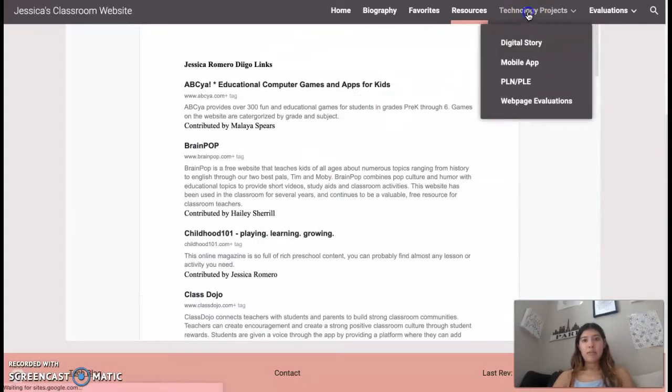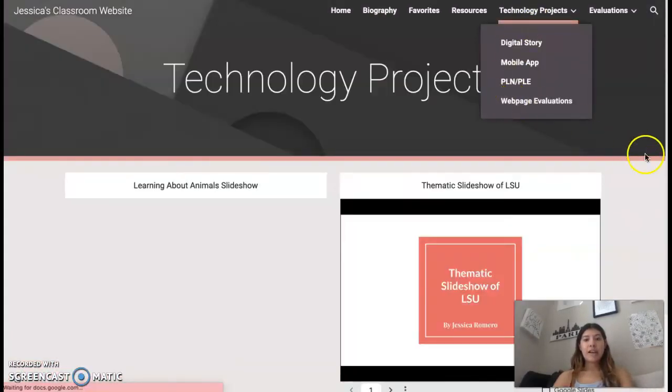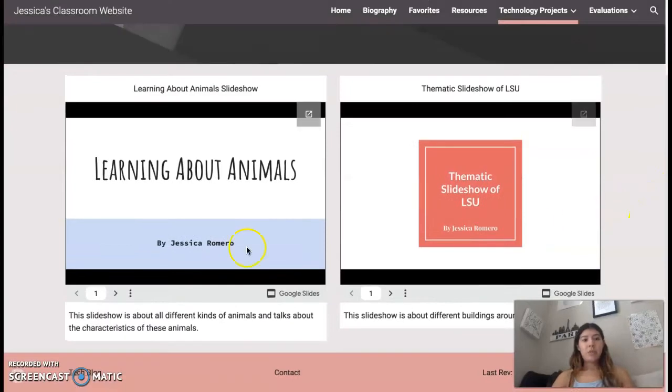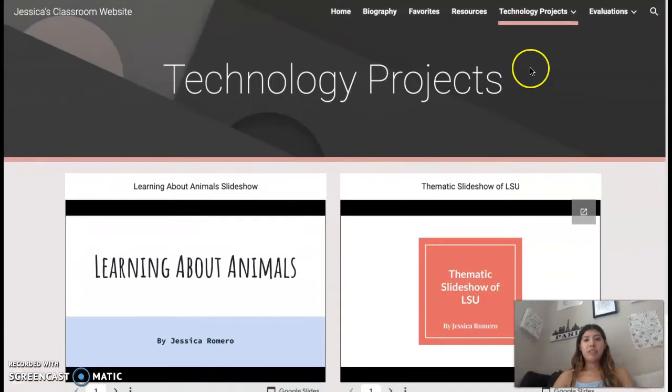And then on my technology projects, I have my two slideshows. One is the thematic slideshow of LSU, which we went around taking pictures of the different buildings and stuff. And then I have another one learning about animals, and I just put like two little descriptions of what they are.